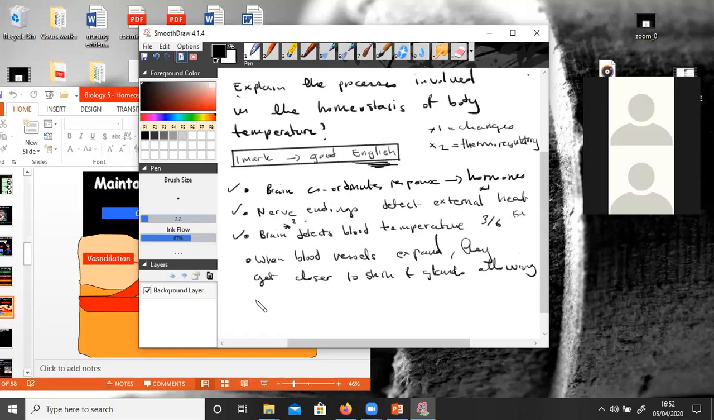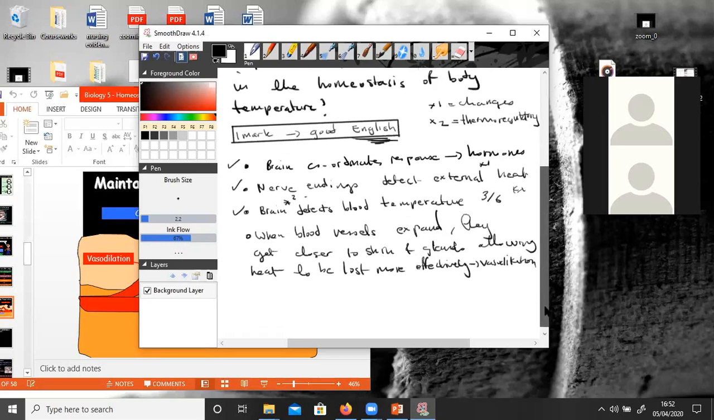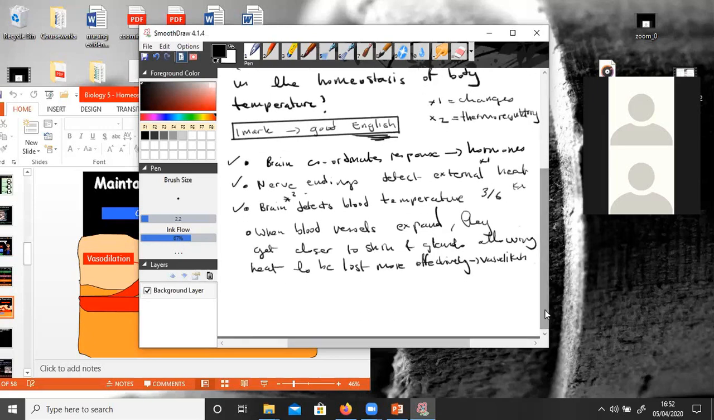So as I'm writing this, guys, you can copy, because this is your answer. You need to be able to say this: heat to be lost more effectively. And the key thing examiners will get really excited about is the word vasodilation. They want the word in. Vasodilation. Okay? I'll write that a bit neater because it looks like it's written in Greek right now.